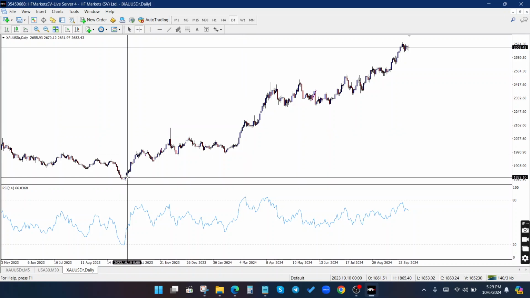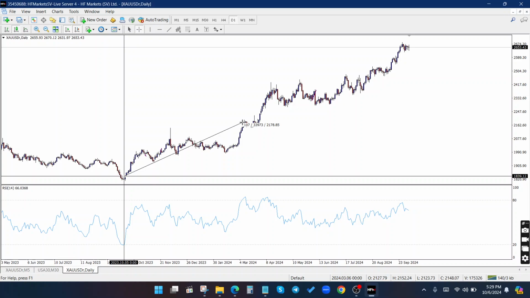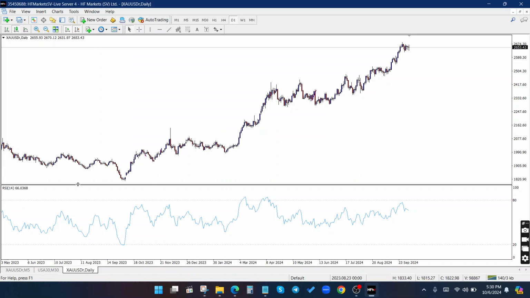So that would have been somewhere around here. But we would have caught about 34 or 35,000 points, which is about 3,500 pips. This was about 3,500 pips, right? Although this would have been holding the trade for months.